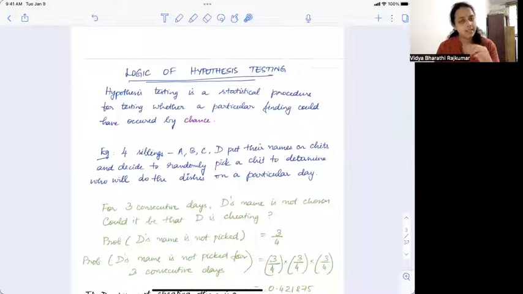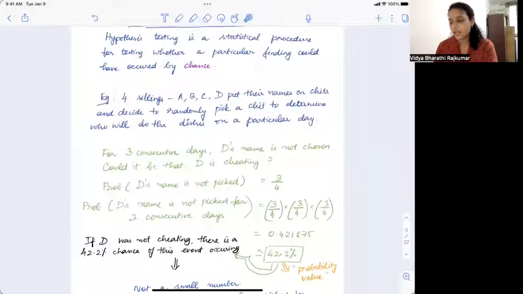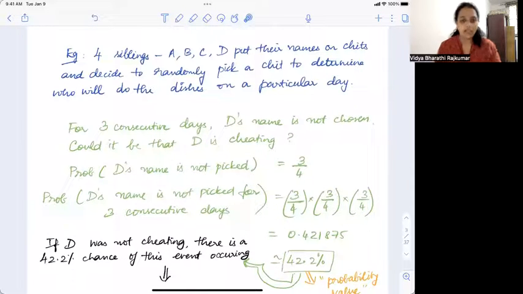Let's take an example. Suppose there are 4 siblings, and we're going to call them A, B, C, and D. And they come up with a very innovative way to figure out who will do the dishes on a particular day. Suppose they decide to write their names on chits and put them in a basket, and they end up picking a chit. Whichever name turns up on the chit, that person needs to do the dishes on that day.